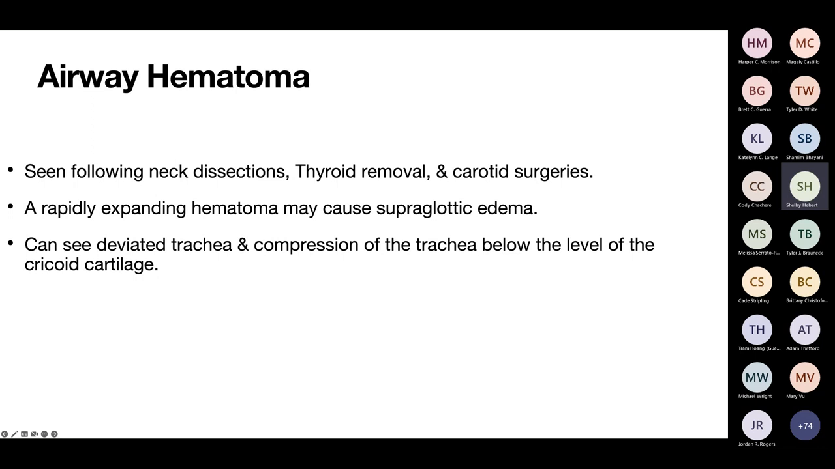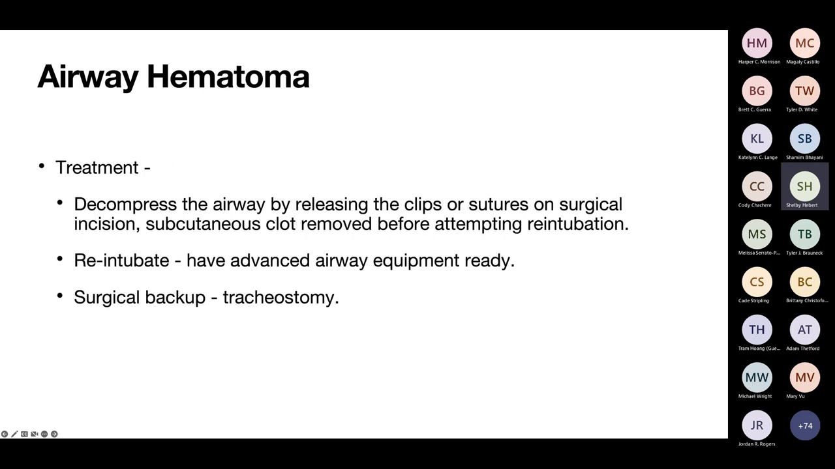You may have to advance your endotracheal tube almost to the level of the carina to be able to get past it, but ultimately they're going to have to address whatever the underlying issue is. So the primary treatment is going to be decompression of the airway, and it's really decompression of the tissue around it by releasing the clips or sutures on the surgical incision. They're going to have to remove the clot there before re-intubating the patient.